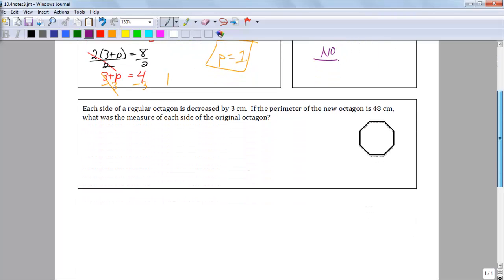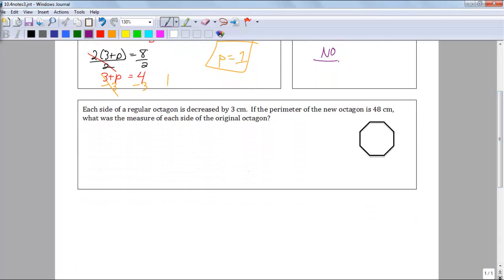All right, last question. It says each side of a regular octagon is decreased by 3 centimeters. So if the perimeter of the new octagon is 48 centimeters, what was the measure of each side of the original octagon? Good question. This one is for you. Okay, good luck, and we'll see you in class.